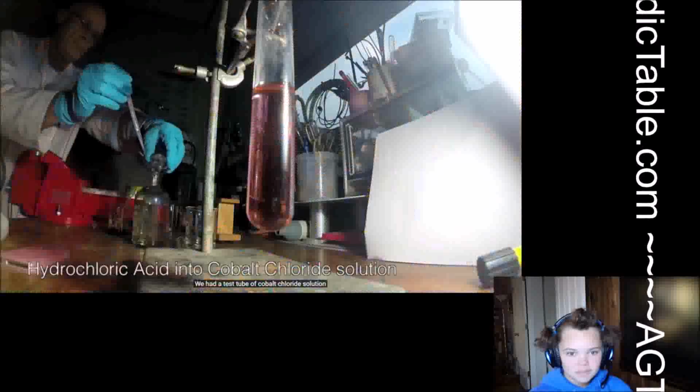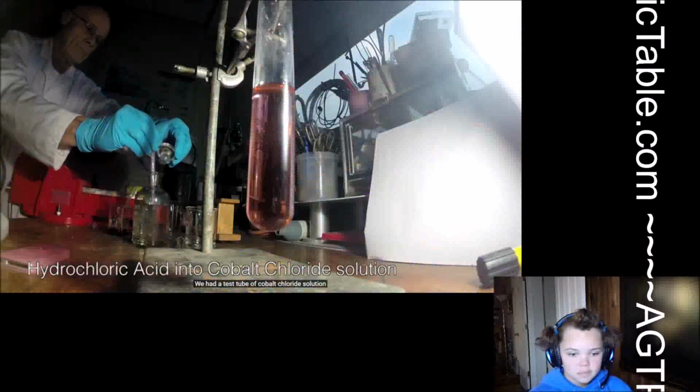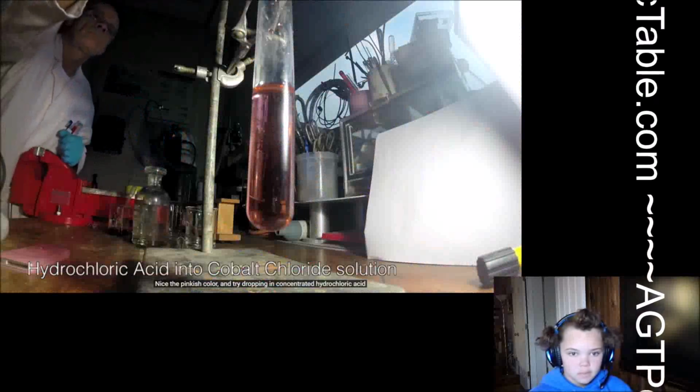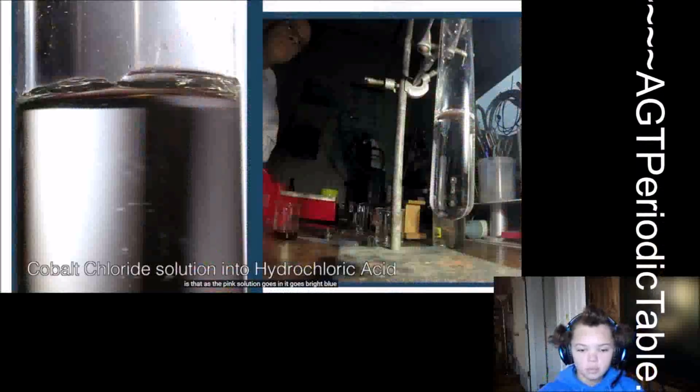We were so excited to do this that the first time we didn't do it very well. We had a test tube of cobalt chloride solution, nice sort of pinkish colour, and tried dropping in concentrated hydrochloric acid. But although you could see some changes of colour, the concentration of the acid was not enough. So we reversed it and dropped the pink solution into the colourless hydrochloric acid. So now we had a whole test tube of hydrochloric acid. And what we saw, and I hope you can, is that as the pink solution goes in, it goes bright blue.